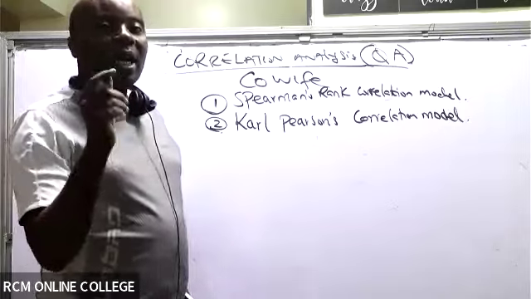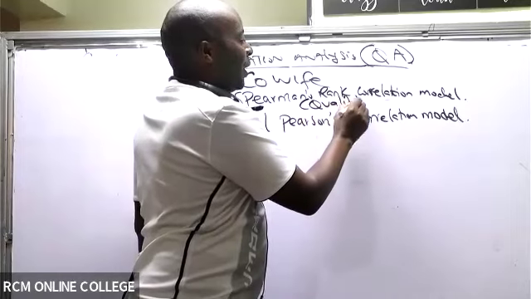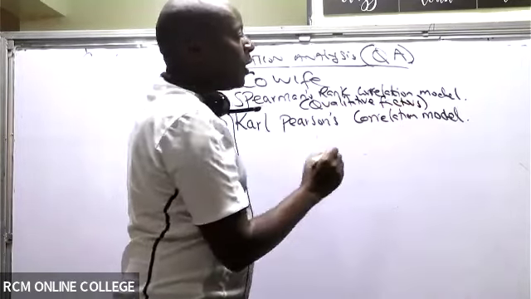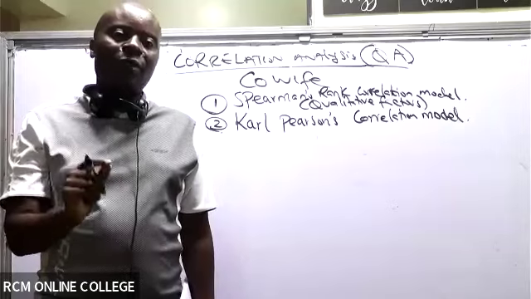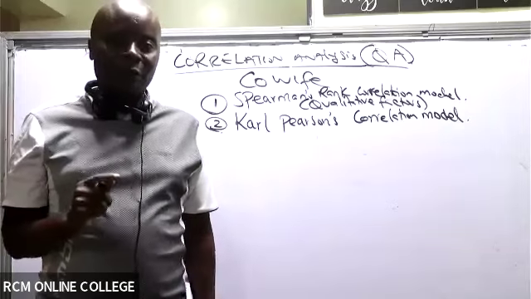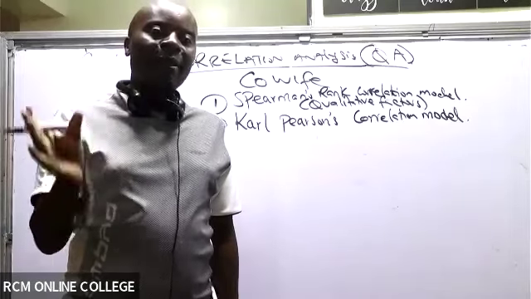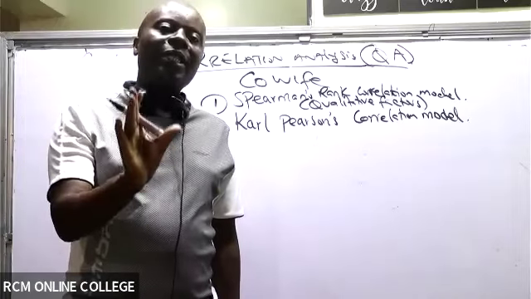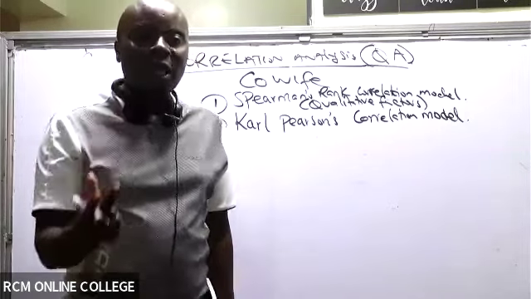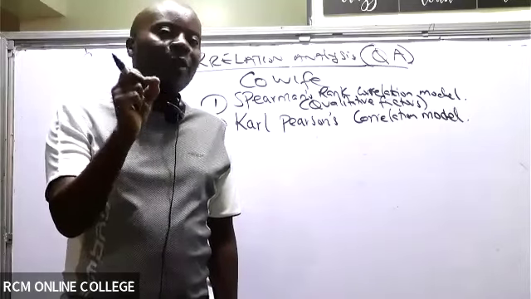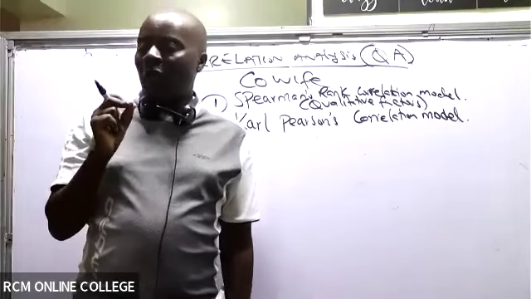Remember that the Spearman's rank model is used for qualitative factors. Those factors that you can't quantify, we call them qualitative. And there are very many examples of variables that are qualitative in nature. When a company makes profits or revenues, these are monetary, and you can count them in terms of Kenya shillings. But how about things like employee motivation? You can't quantify that, so that's a very good example of a qualitative factor.